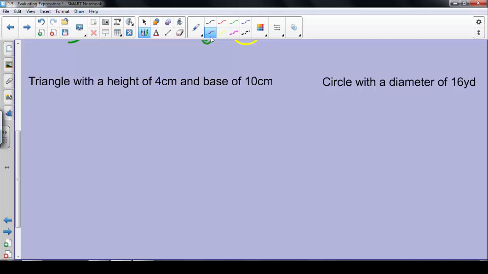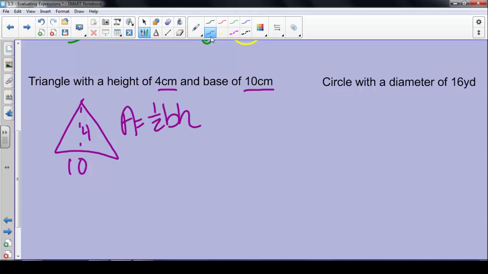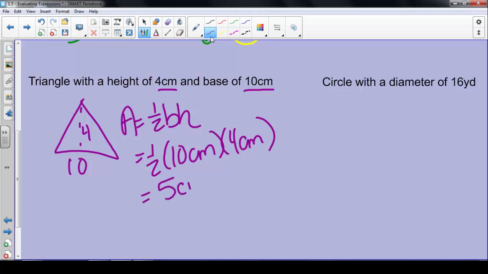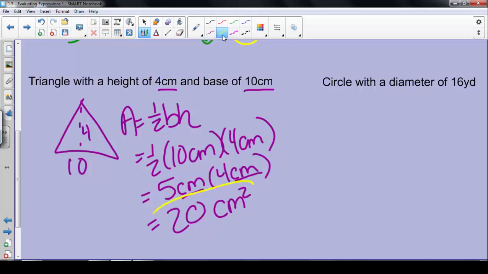Alright, next up, we're finding the area of a triangle, with a height of 4 and a base of 10. Notice they're both centimeters, so we're good there. Our area is 1/2 the base times the height. Half of 10 centimeters is 5 centimeters. We still have times 4 centimeters. 5 times 4 is 20. Centimeters times centimeters is centimeters squared. So once again, that unit is squared, which is what we want.